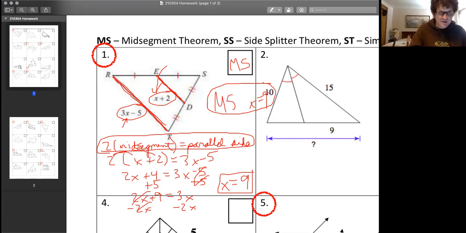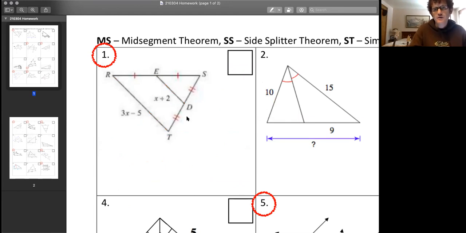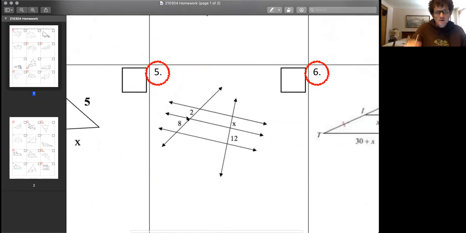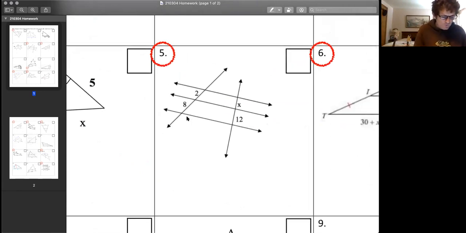So I'm going to clear this and I'm going to go down to problem number 5. This is another one of your homework problems. So I'm doing 2 of these. Now, one of the things we talked about a second ago is how do we know if this is side splitter or mid-segment? I mentioned when it's mid-segment, you're going to see the entire triangle. So here, we don't see the entire triangle where that all comes together. It doesn't show us. So this is going to be a clue. Okay, it's probably side splitter.